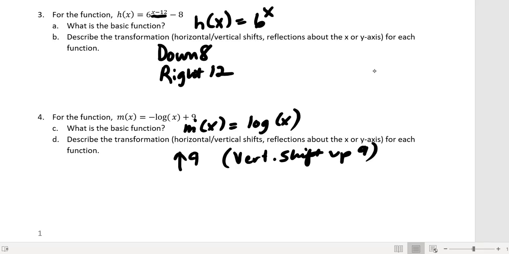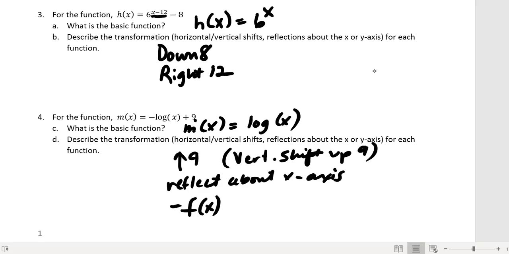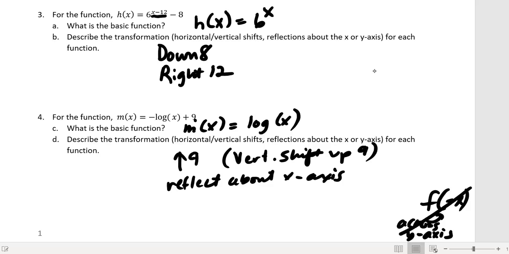And then the minus in the front tells us we're going to reflect about the x-axis. When the minus is in front of the function, it means about the x-axis. Had it been inside, let me just put it over here, had it been over here like this, it would be about the y-axis. We didn't have that though. We had this one right here. It was a minus in front. So that's about the x-axis.